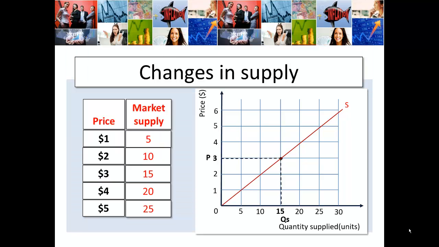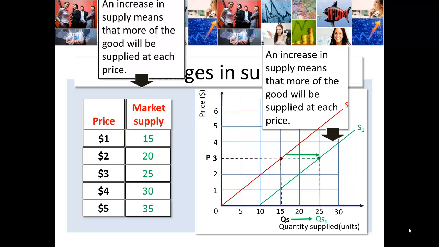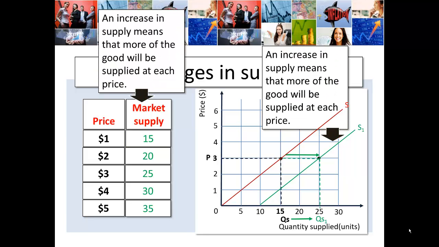So, changes in supply. If the market supply increases at each and every price, then we're also going to see an increase in the supply curve. So the supply curve will shift right. More is supplied at each and every price. And this is exactly how we will model it. An increase in supply means that more of the good will be supplied at each price.